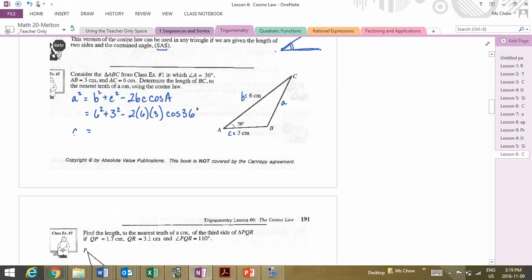And again, if you put that right into your calculator, it will give you 15.8753 with some decimal places. We take the square root of the answer, and once again, it confirms our answer of approximately 4.0 centimeters. Excellent. Let's go on to class example number 3.